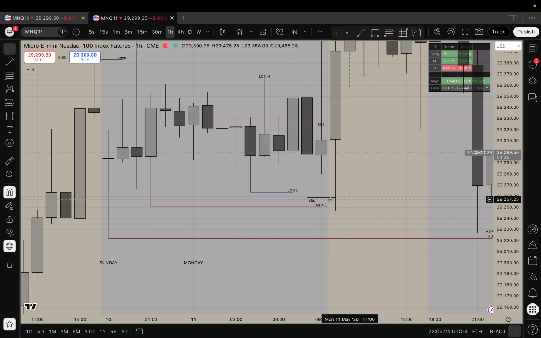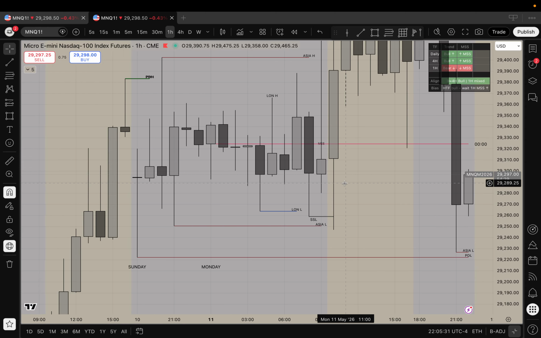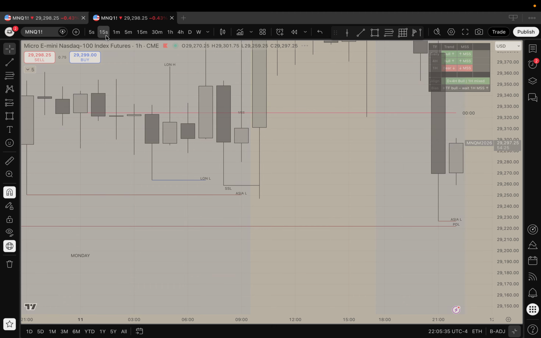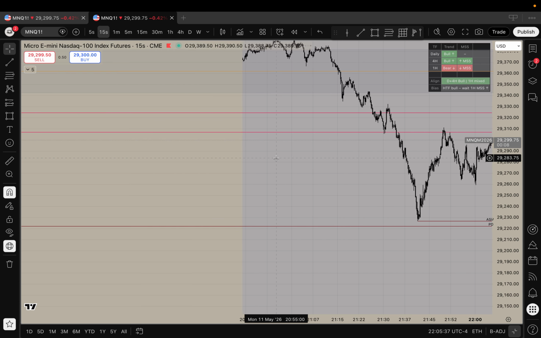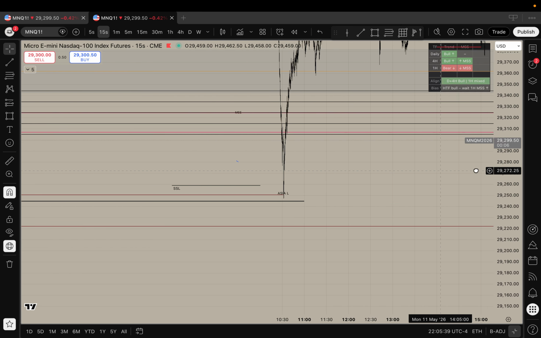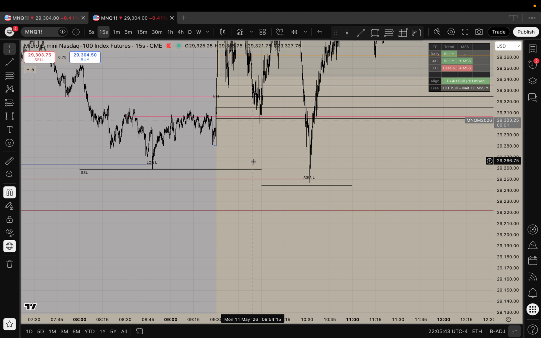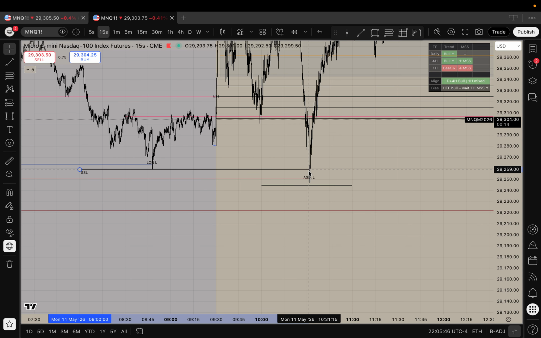More importantly, I wanted us to focus on this sell side liquidity from this 1 hour swing low and Asia lows from the previous night before market opened. I trade on the 15-second, but with my typical strategy, I use order blocks. But this would have just been the most ideal entry because there's no order block present.